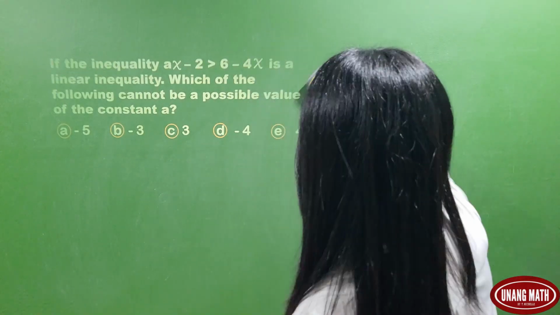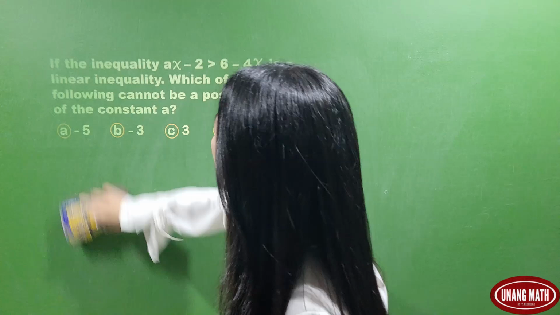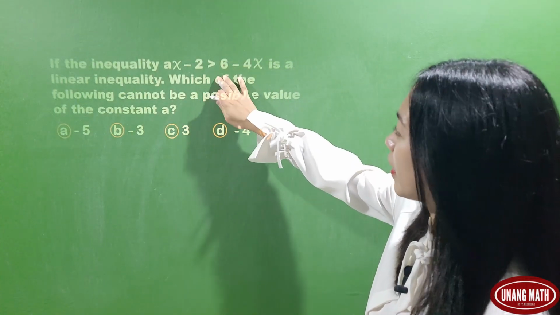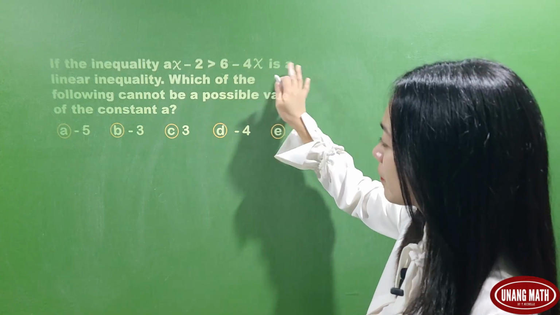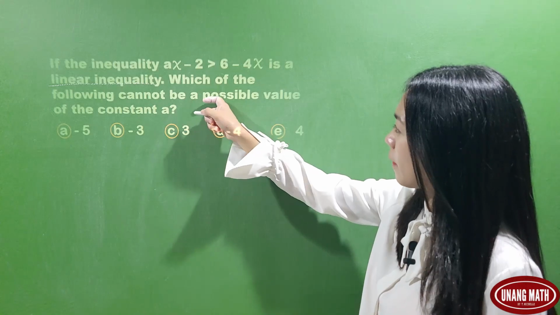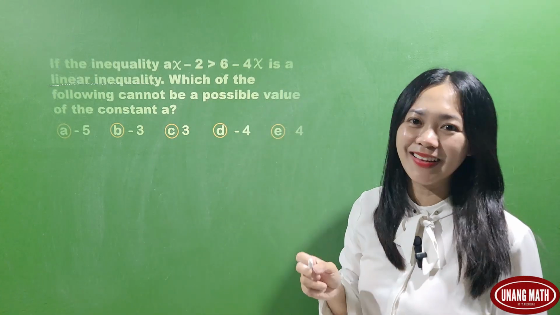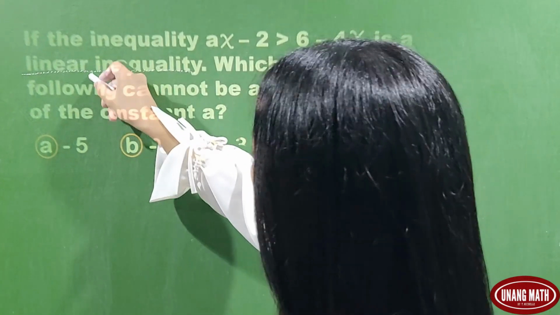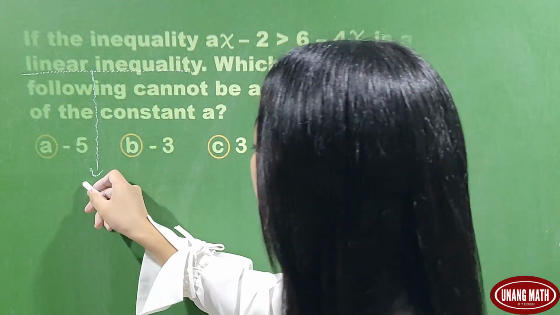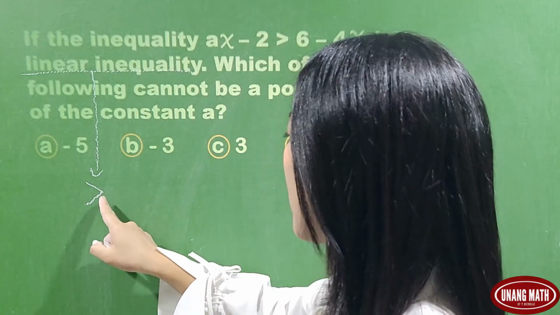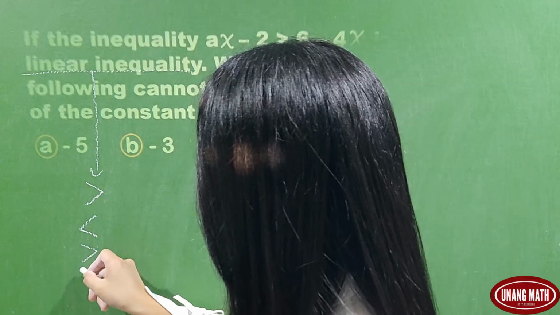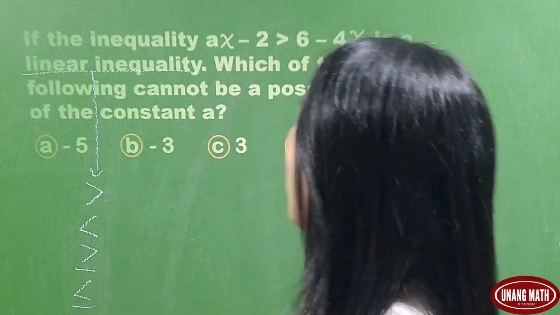Now, let's answer this simple problem. If the inequality ax minus 2 is greater than 6 minus 4x is a linear inequality, which of the following cannot be a possible value of the constant a? Take note, linear inequality. When we say linear inequality, it uses these symbols: greater than, less than, greater than or equal to, less than or equal to.